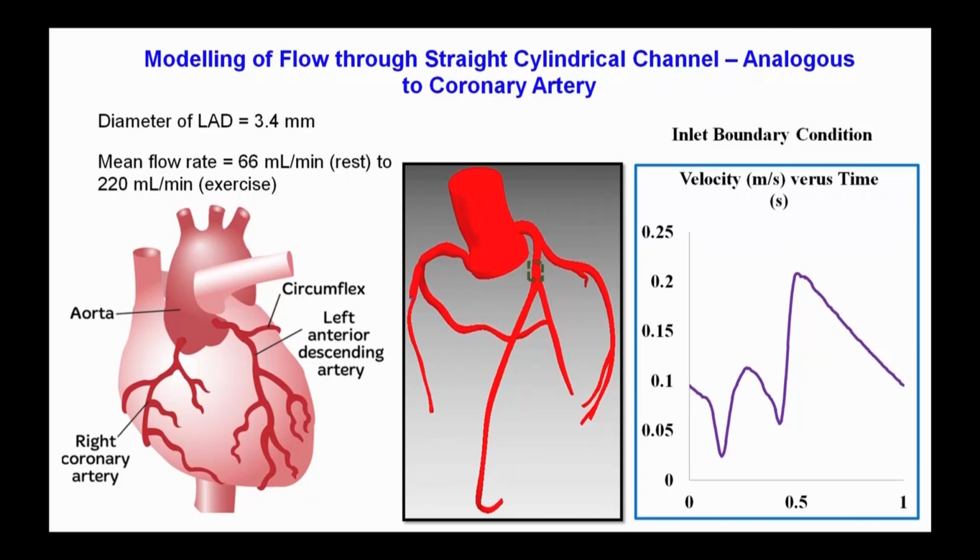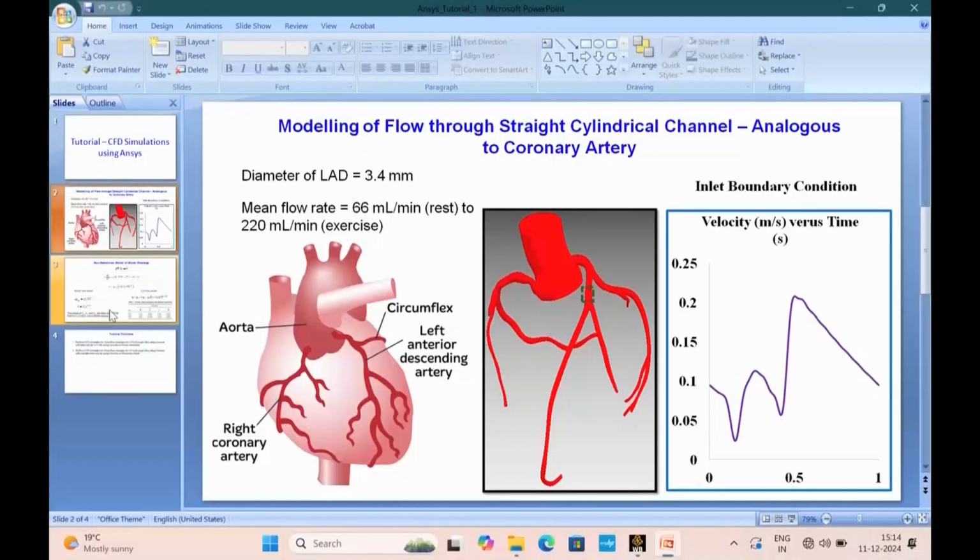First we will start with the steady state simulation, where we will prescribe an inlet velocity and an outlet pressure, and then we will move on to the pulsatile simulation. On the right-hand side, the graph shows the flow through the LAD. So, it is pulsatile in nature. First we will do the steady state simulation, then we will go ahead with the pulsatile simulation.